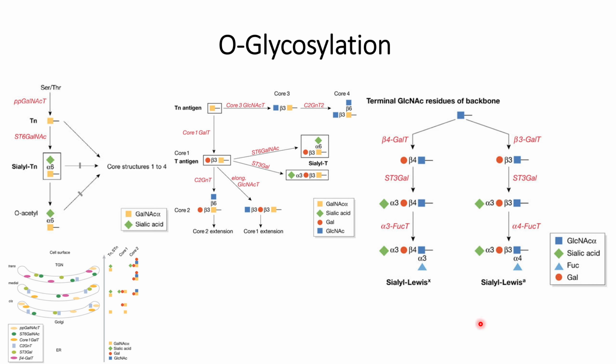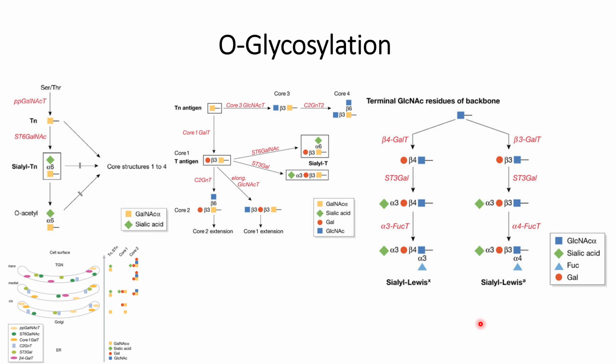And finally, where does O-Glycosylation occur? Mainly within the Golgi body. From the ER the protein is transported to the Golgi, and in the Golgi, the GalNAc transferases, the core 1 GalT1 and PP galNAc-T, are mainly present. So here the O-glycosylation begins.